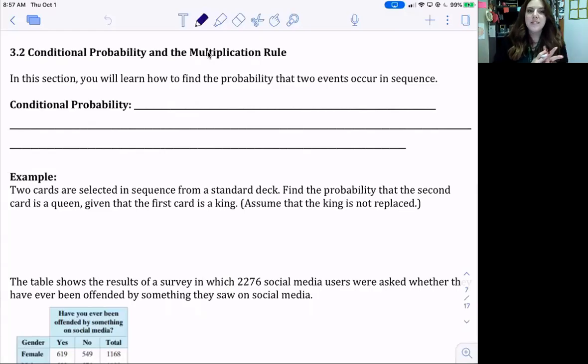Okay, so today we're going to start looking at conditional probability and the multiplication rule. In this section, you're going to learn how to find the probability when two events occur in sequence. So the first thing we need to look at is conditional probability.